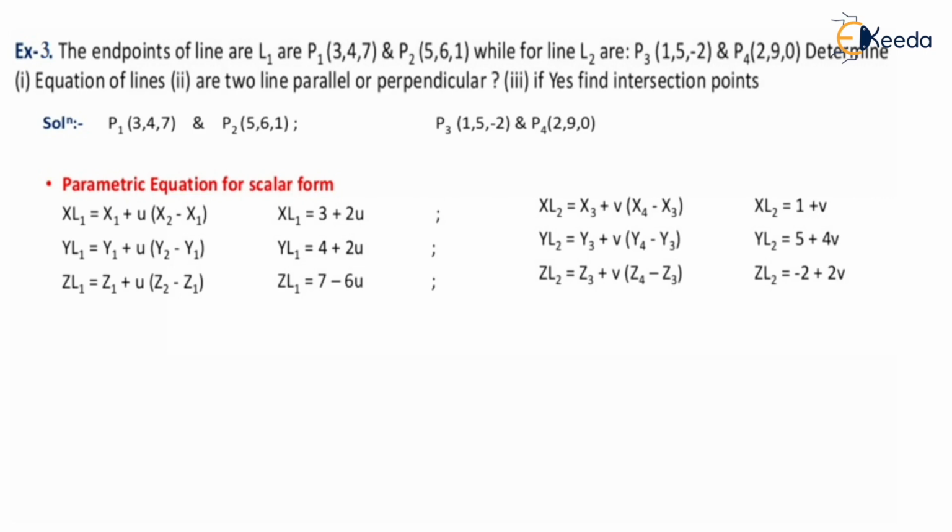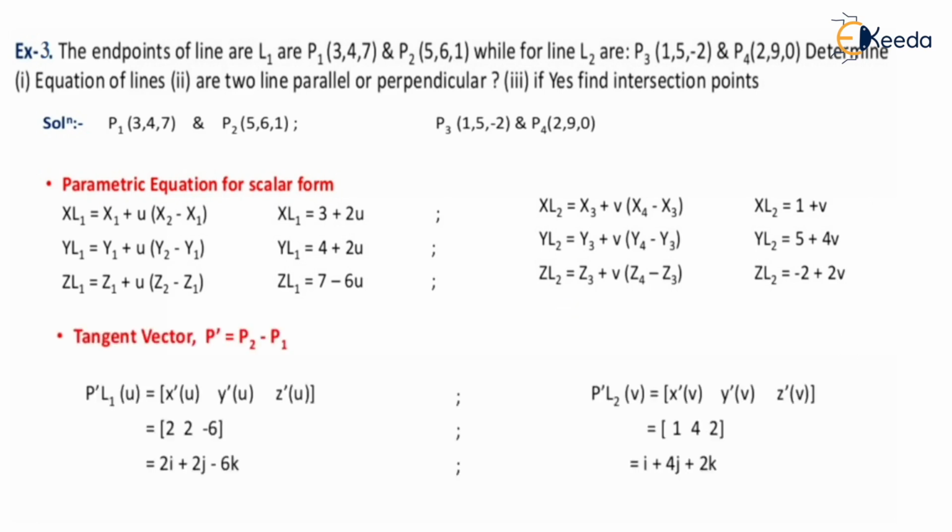Hope you understand x1, x2, x3, y1, y2, y3 and z3, x4, y4, z4. Okay, these points you must understand and you have to put them in, and you will get the answers. Next, you have to find out the tangent vectors. Similarly, x dash, y dash, z dash, that is p2 minus p1.